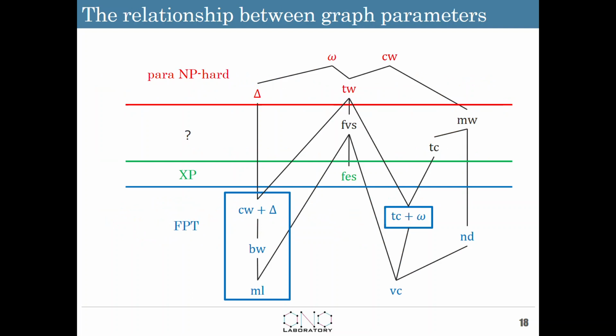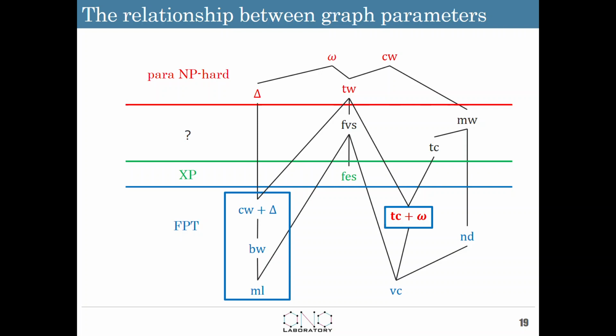This figure shows the relationship between graph parameters and the parameterized complexity. In this figure, a connection between two parameters implies that the upper one is bounded by a function of the lower one. The parameters inside the blue boxes are our results. In this talk, I present only the case parameterized by twin cover plus maximum clique size due to time limit.